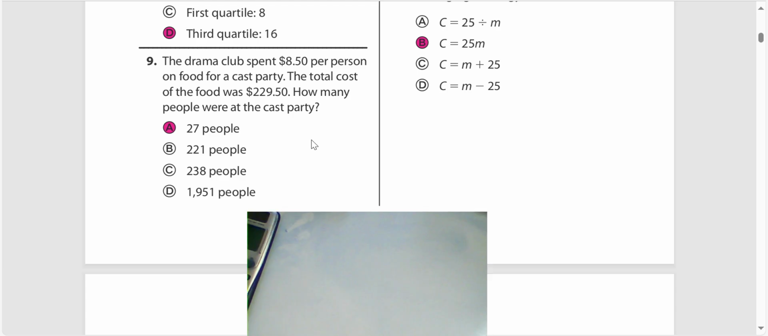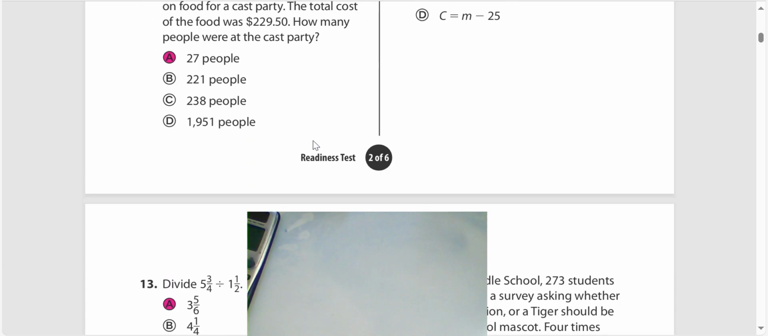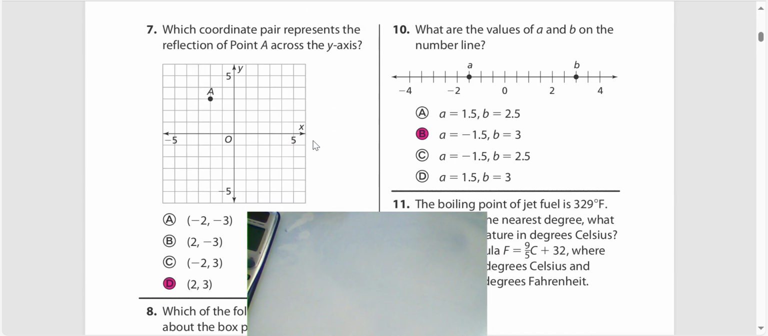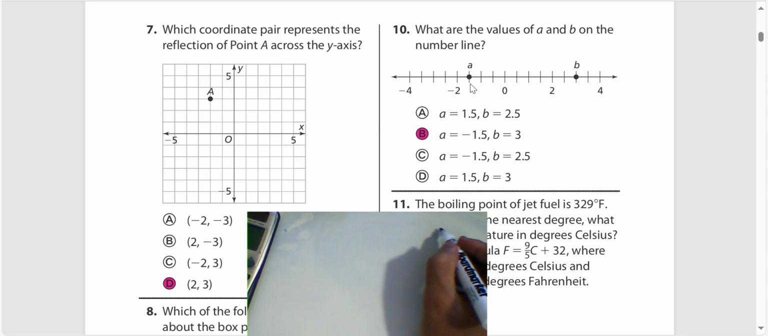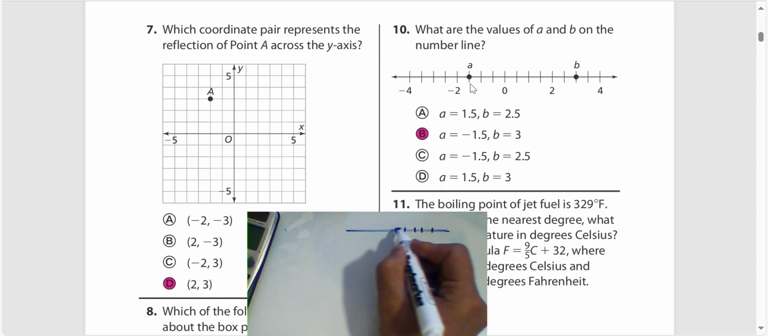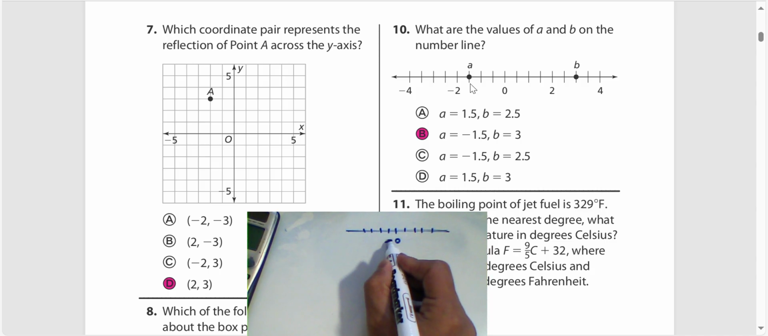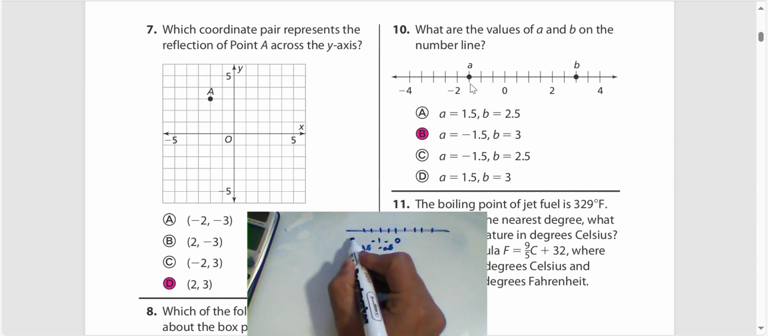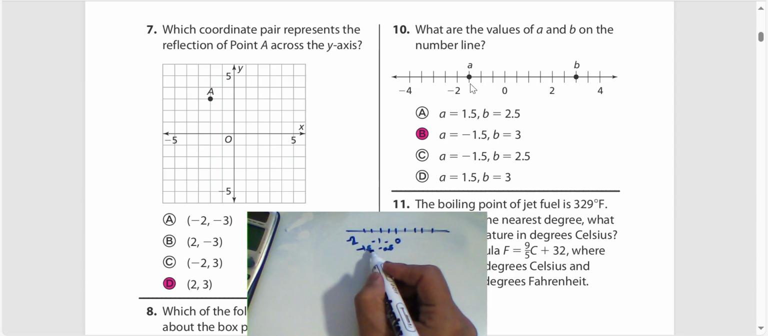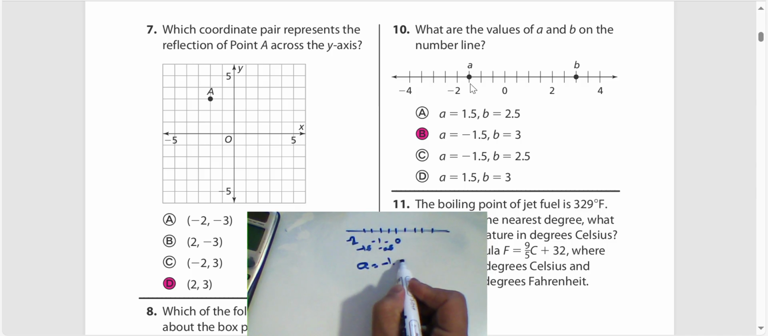This is question number 9. Okay, number 10. What are the values of A and B on the number line? The value of A here will be what? Negative 1, negative 1 and a half. We have negative half, negative 1, negative 1 and a half. The value of A is negative 1 and a half, because it goes to the left-hand side by negative half each time: 0, negative half, negative 1, negative 1 and a half, negative 2, and so on. Then the value of A will be negative 1 and a half.